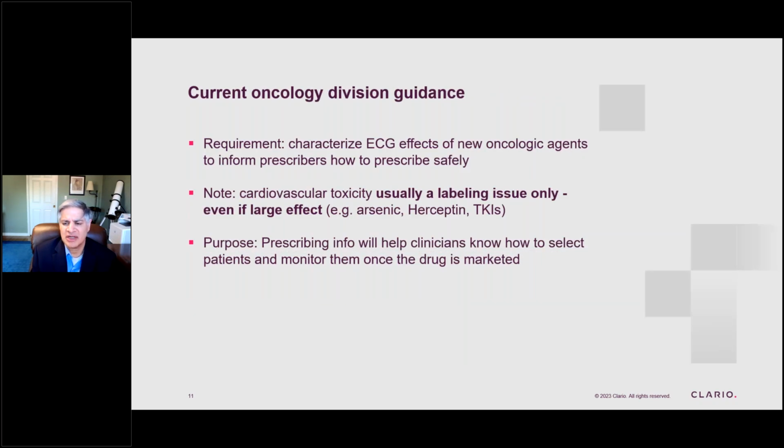The current oncologic division guidance is fairly straightforward and clear. There's really a requirement to just characterize sufficient ECG effects for all new oncologic agents. This is then to inform the prescriber about how to manage and assess the safety. What you're really looking for is large effects in either blood pressure or QTc changes, as we'll mention. These will usually go into the label, and then they'll be available for prescribers to really select the right patient populations and assess and monitor these risks appropriately when the asset is marketed. We can go to the next slide.